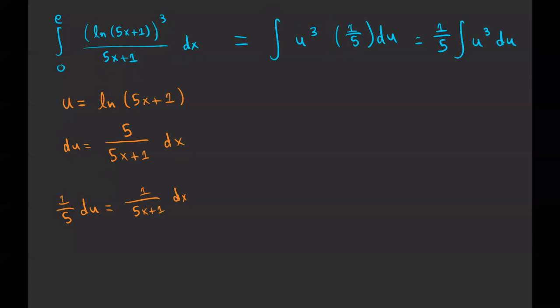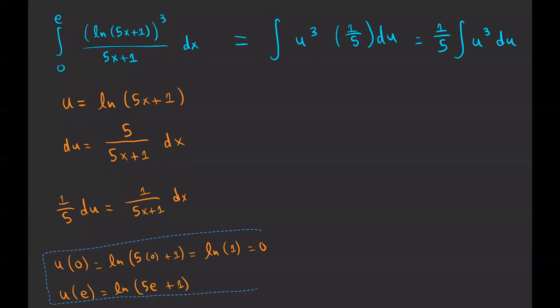So we got that. So we're still not done, obviously, though. We have to do our limits of integration. So let's go ahead and write u of 0 is ln of 5 times 0 plus 1, which is ln of 1, which is 0. And u of e is ln of 5e plus 1. That's actually that right there. There's not really much more simplification that we can do on that ln of 5e plus 1. I'm going to go ahead and change the color here just to make that look a little better.